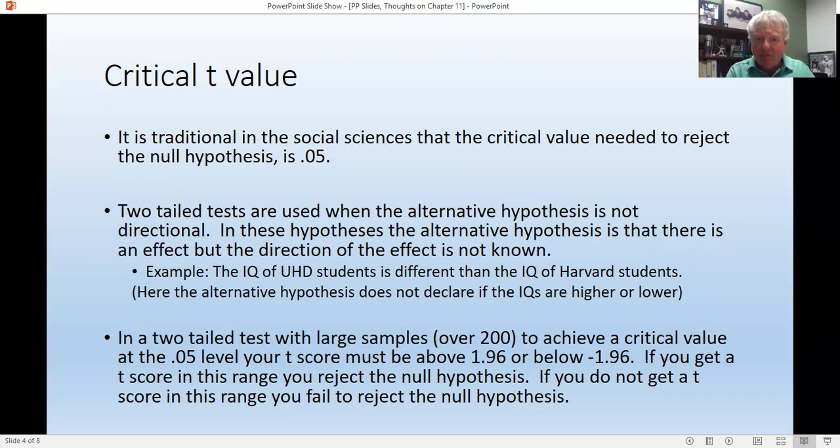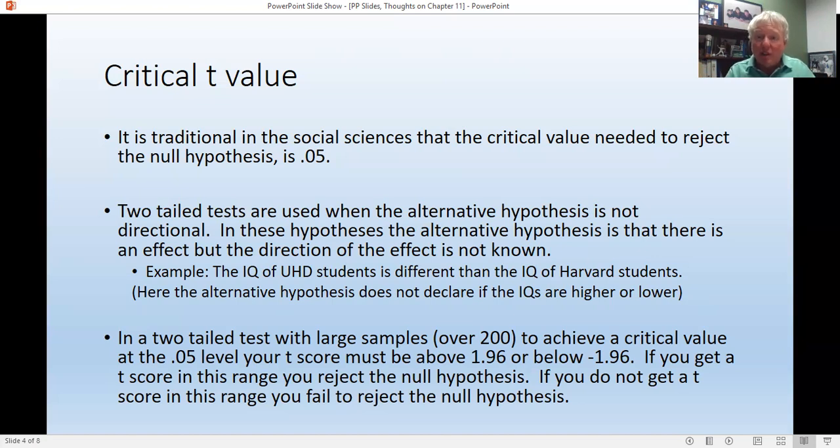Now, two-tailed tests are used when the alternative hypothesis is not directional. Okay, in these hypotheses, the alternative hypothesis is that there is an effect, but the direction of that effect is not known. Okay, for an example, there may be a hypothesis that says the IQ of UHD students is different than the IQ of Harvard students. In such an alternative hypothesis, as it's declared, we don't know the direction of the difference. We don't know if UHD students would be higher or lower in this stated alternative hypothesis. Here, the hypothesis does not declare if the IQs are higher or lower.